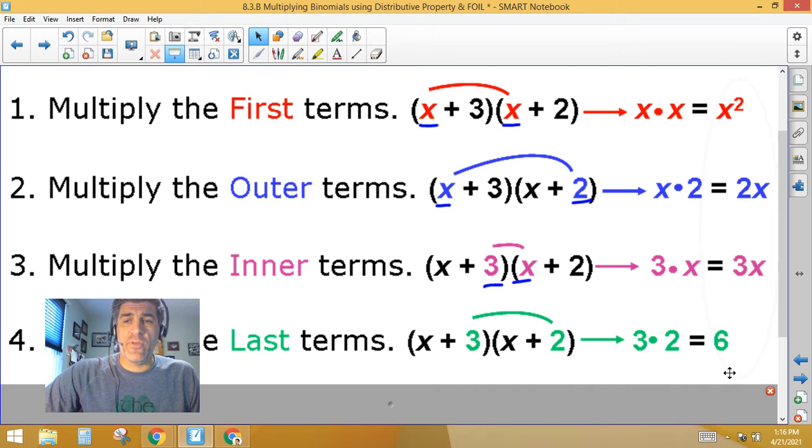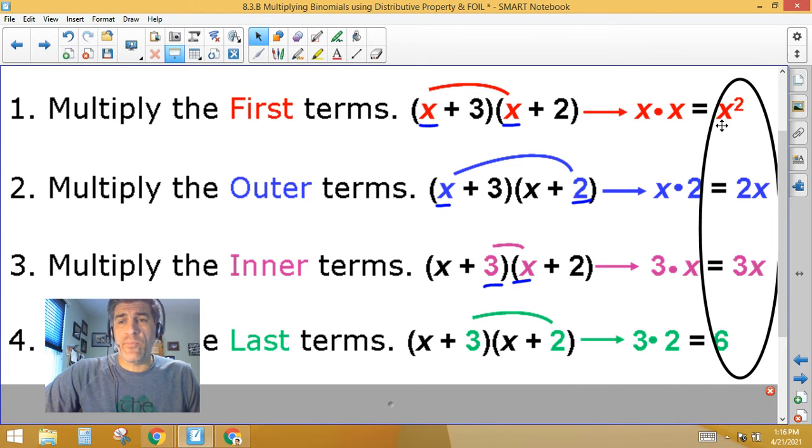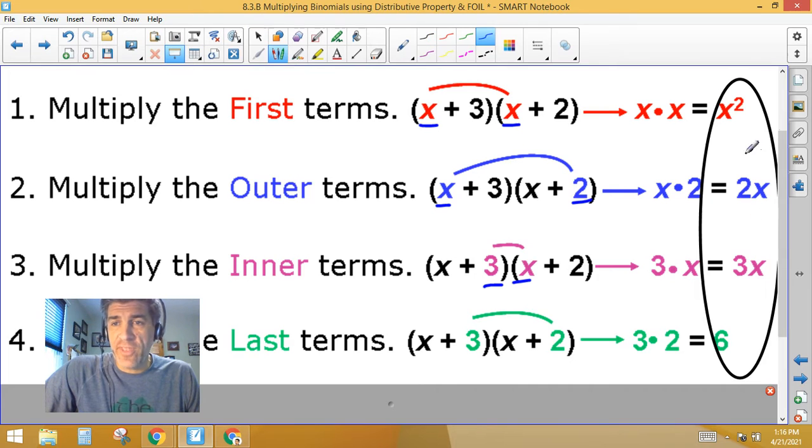If you look at all of my products here, x squared, 2x, 3x, 6, those are the same exact products I had when I did the double distributive property. You get the same answer no matter what method you use. Now I would have to combine my like terms. I'd scan and add these two together just like we did and get the same exact answer, x squared plus 5x plus 6. So really, they're the same exact method, but it helps organize differently in the brain.